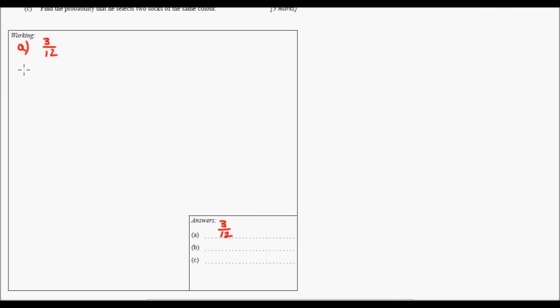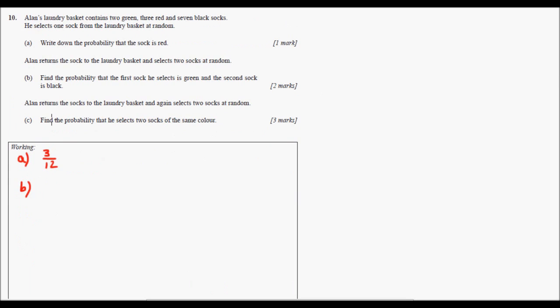Okay, now what I'm more concerned with here are the second and third problems, okay? So it says find the probability. Alan returns the socks to the laundry basket and selects 2 socks at random. Anytime they select 2 kids, 2 socks, whatever, this is non-replacement probability. A lot of kids get confused about this, replacement versus non-replacement. He's selecting 2 at a time, which means technically he's selecting one and then selecting another. So he's not putting the first one back. So that affects the probability.